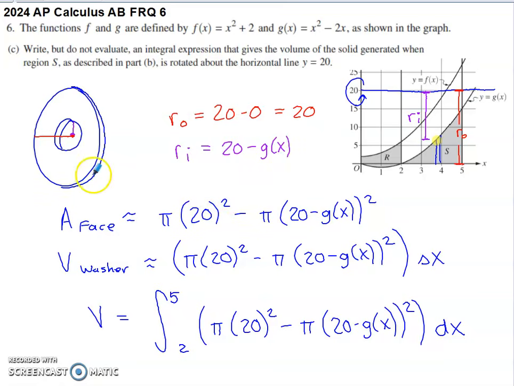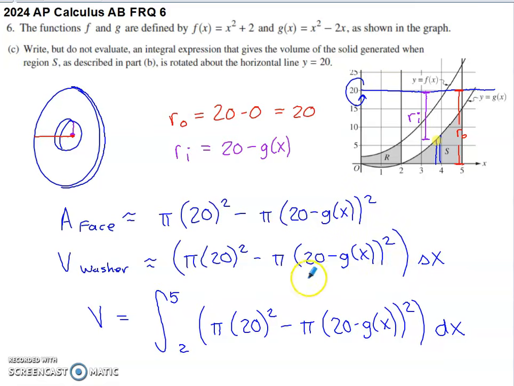The area of the face of the washer is going to be pi times the outer radius squared minus pi times the inner radius squared, right? Outside circle's area minus inside circle's area. The approximate volume of this one washer is going to be that expression for the area of the face times the thickness, and the thickness of the washer is due to the tiny little bit of width, delta x, that the two-dimensional slice has within the coordinate plane.